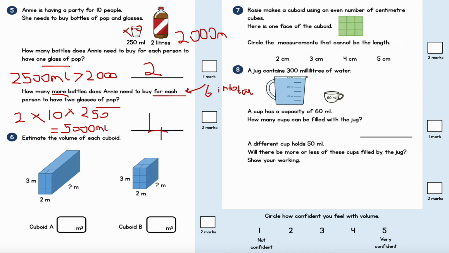Question number 6, estimate the volume of each cuboid. So it's estimating. So you've got 3 meters by 2 meters.